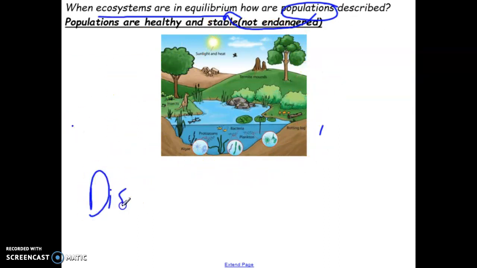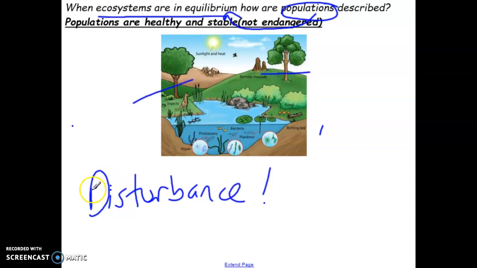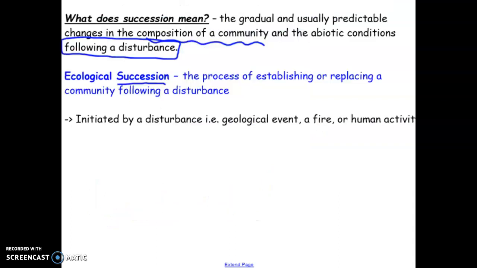But when there is a disturbance, let's say there is a forest fire, or there's a drought, or a company comes here and cuts down all of the trees, that's a disturbance happening to that ecosystem. What we're going to talk about is what happens to that ecosystem after the disturbance, after there's a drought, after the forest has been on fire. What happens then?